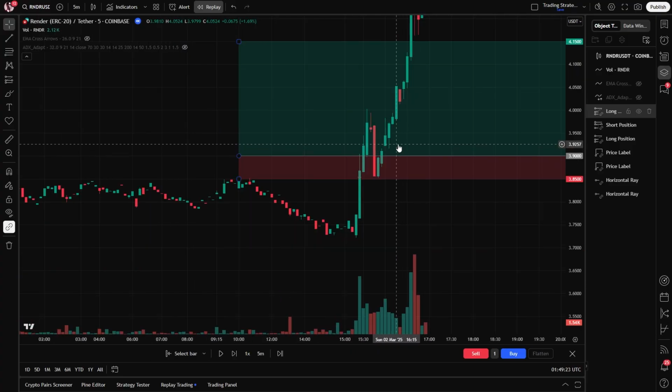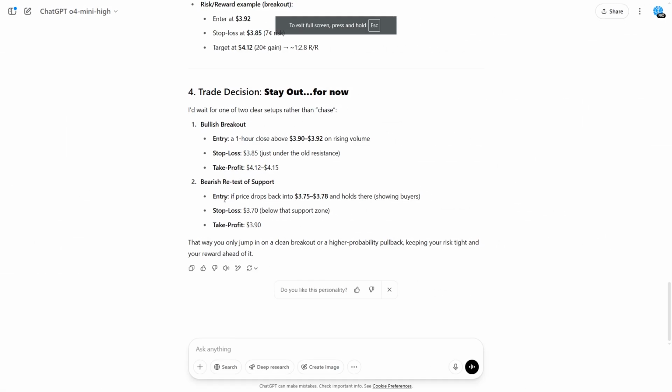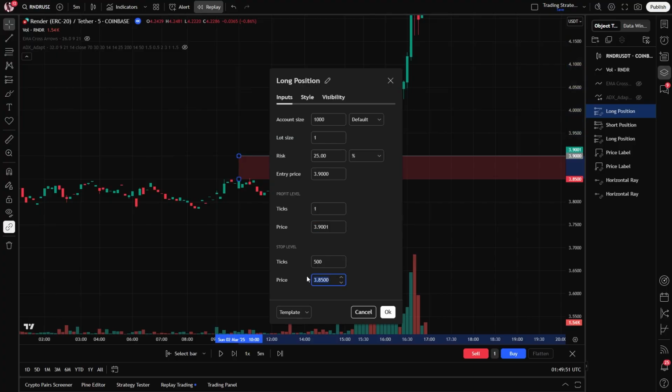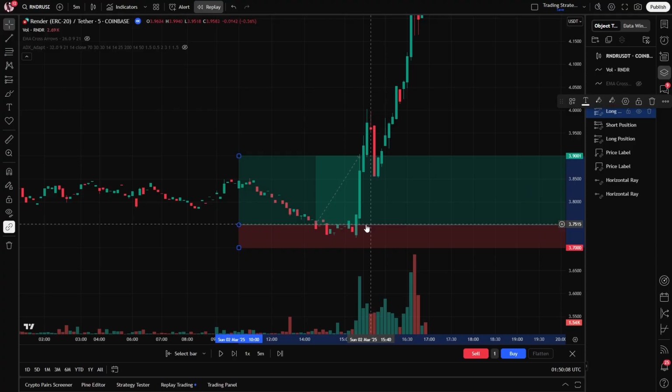Now remember guys, that was just trade one. It actually gave me a second trade. Take a look at this second trade it gave me. It said entry, if price drops back to $3.75, put your stop loss at $3.70 and put your take profit at $3.90. So let's input those values right now. The take profit at $3.90, the stop loss at $3.70, and our entry at $3.75, giving us once again a very interesting trade between 378.